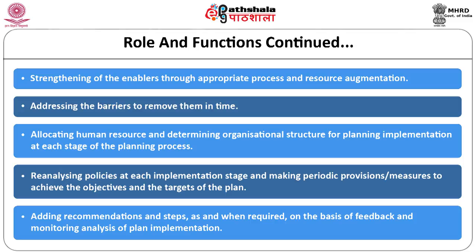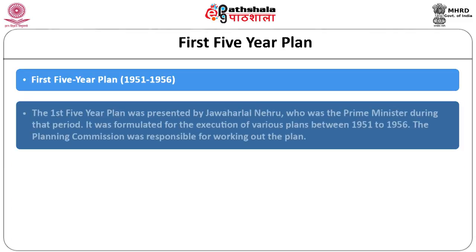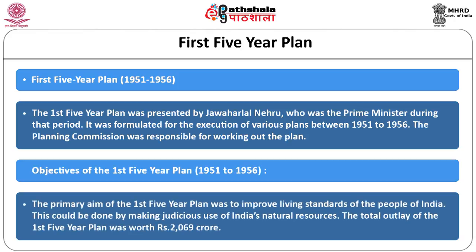Now, before we discuss the different five-year plans, I would like to tell one important thing, that as I have told you, there are different levels of institutions. The 5-year plans have been undertaken in the different areas which the government is supposed to undertake, and efforts have been made regarding the priorities of the first 5-year plan, 1951 to 1956. Naturally it was the brainchild of Pandit Nehru. And the primary aim of the first 5-year plan was to improve the living standard of the people of India.